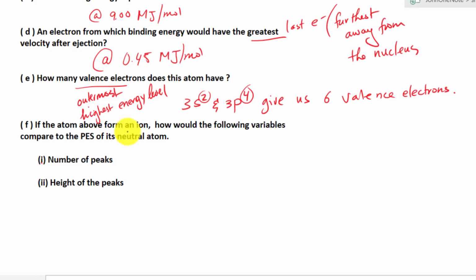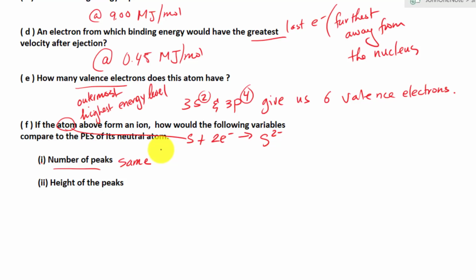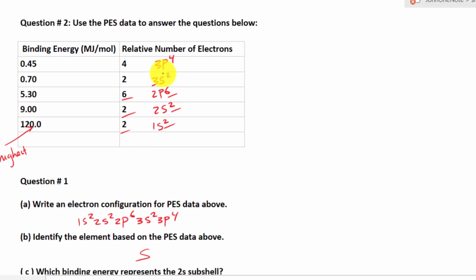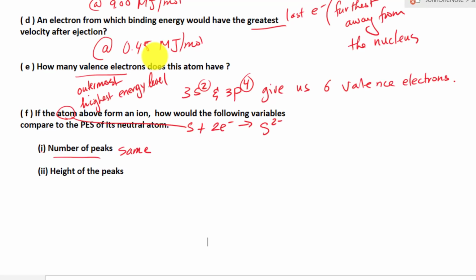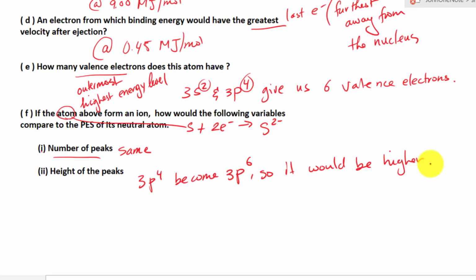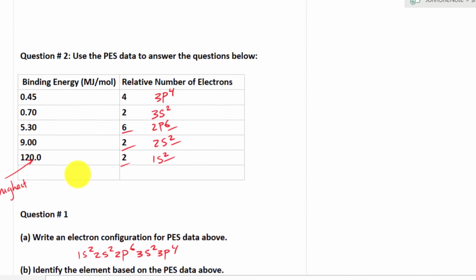Then again, if the atom forms an ion, how would the following variables compare to the PES of its neutral atom? In this case, we know the atom is sulfur, and sulfur is going to gain 2 electrons to form a stable ion with a charge of 2-. If it's gaining 2 electrons, the number of peaks would be the same, because we're not adding any subshell or energy level. What about the height of the peaks? At the last peak, 3p4 now becomes 3p6, so it would be higher. And that is how you answer a question about PES using a data table.